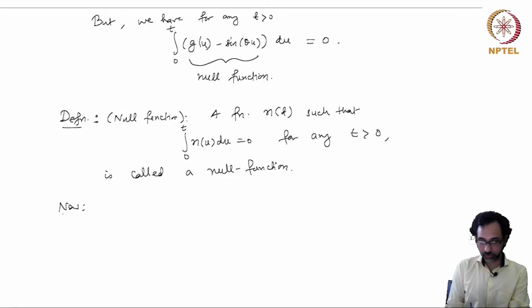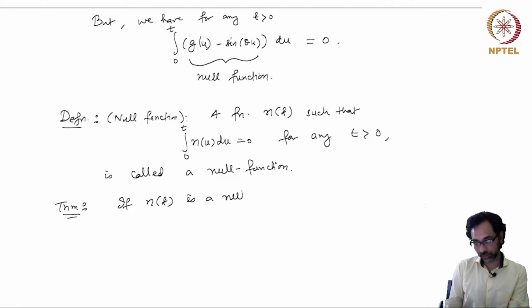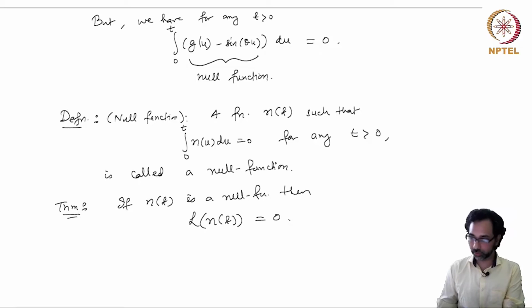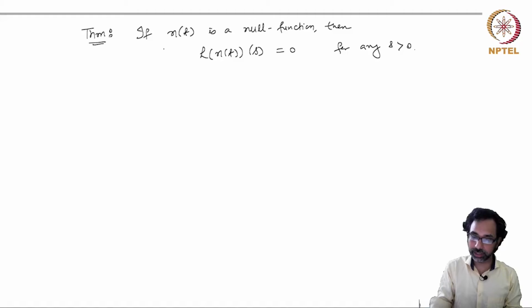So it's not very difficult to see that the Laplace transform, so let me write it as a theorem, that if n(t) is a null function, then the Laplace transform of n(t) is equal to 0. So let's see how this is proved. So now we have the following theorem, which says that if n(t) is a null function, then the Laplace transform of n(t) is 0 for any s greater than 0. So we can prove it quite easily.